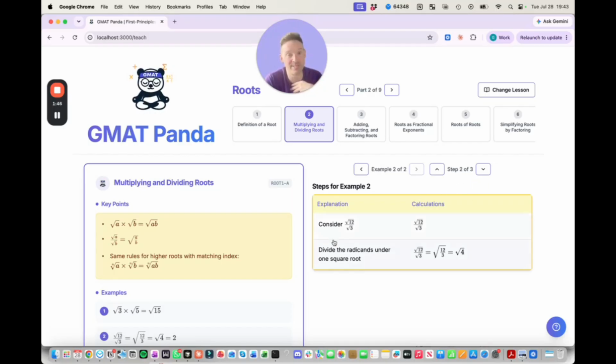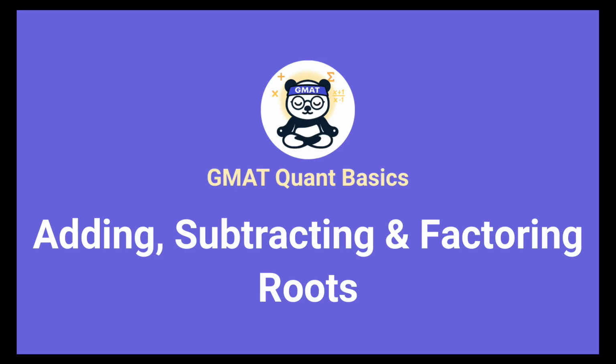Now, this also works for the fancy roots that you can get with higher orders, right? So you could do the same thing with cubic roots, or you could do the same things with roots to the index 4 or 5.